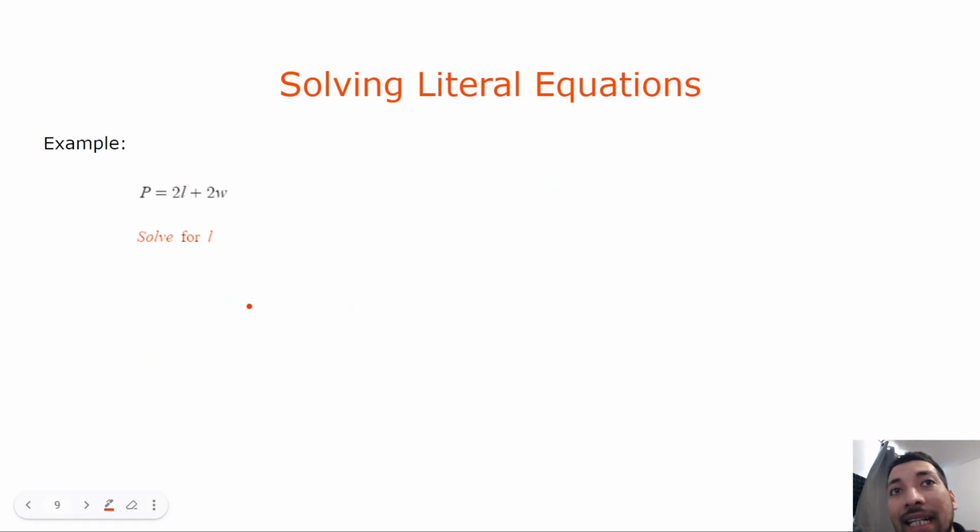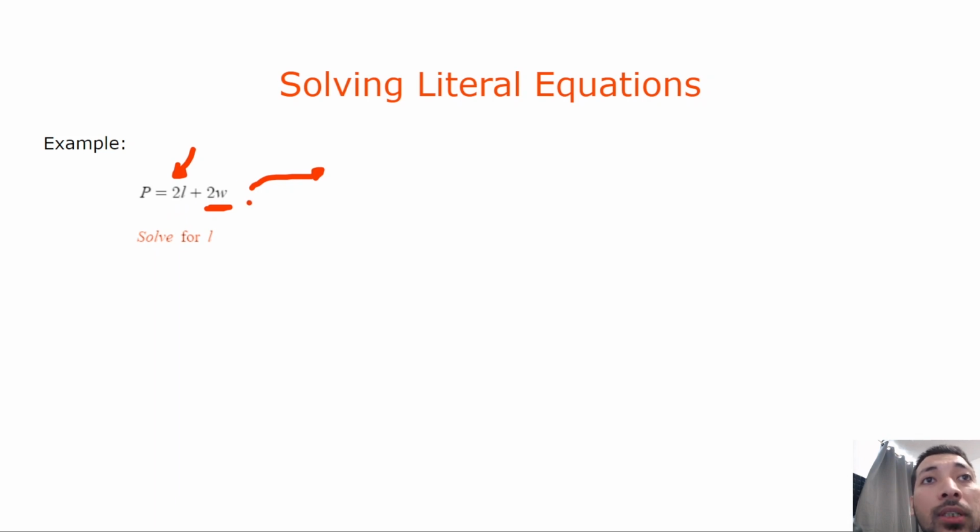Now let's look at this example. We have P equals 2L plus 2W, and we want to solve for L. By the way, this is a formula for the perimeter of a rectangle. We use this typically in geometry or in word problems. Okay, now let's see how we can solve for L. So first we see that we need to move this 2W, and also we need to get rid of this 2.